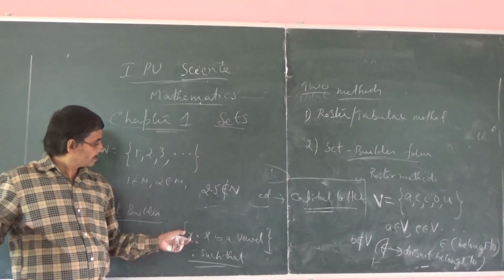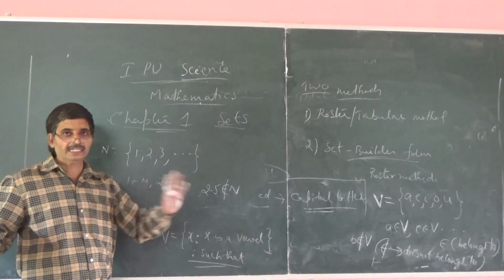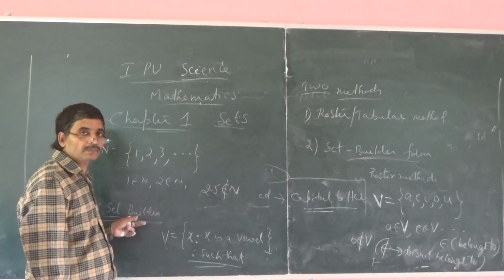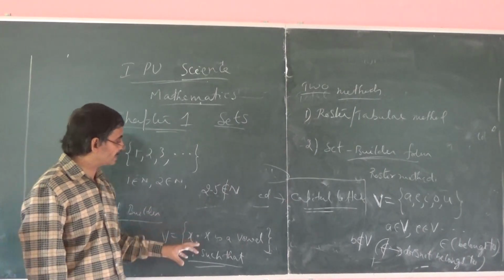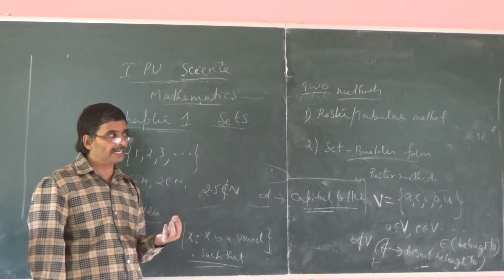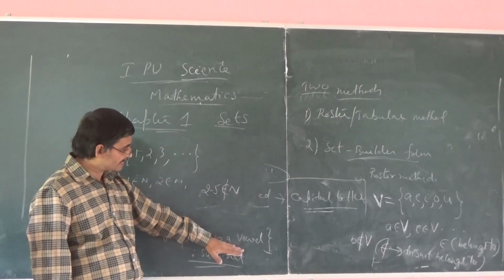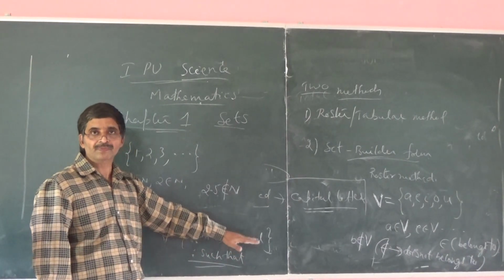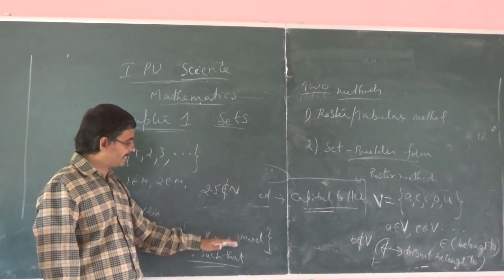V equal to set of all x such that x is a vowel, of course in the English alphabet. That is how this set is written in set builder form. The important thing is that we are specifying the common property. What is the common property here? All these are vowels. So set of all x such that x is a vowel covers a, e, i, o, u.